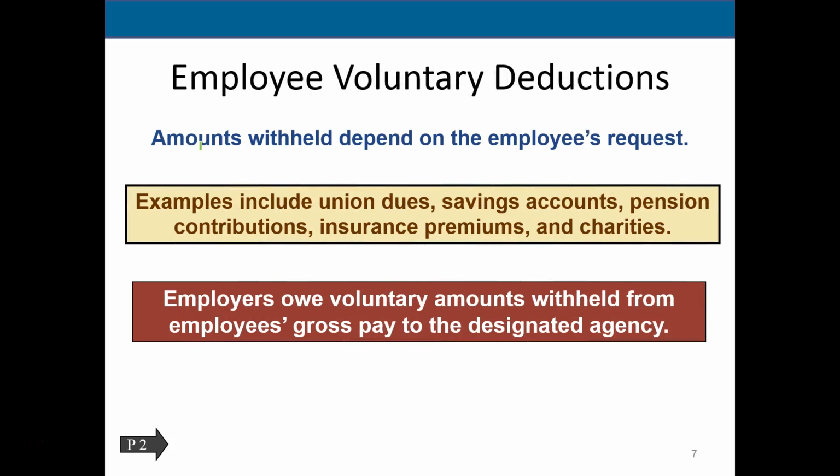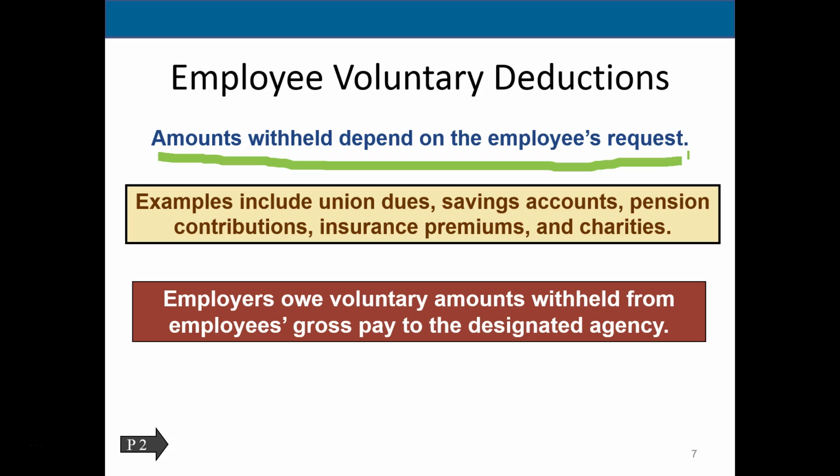So employee voluntary deductions: amounts withheld depend on the employee's request. So these are good things to the employee. The employee is saying, please, I want you to hold this from my paycheck. So these things could include something like union dues, savings accounts, pension contributions, insurance premiums, and charity. So these are types of things that we can say are voluntarily withheld from our paycheck. Most of them are pretty much voluntary.